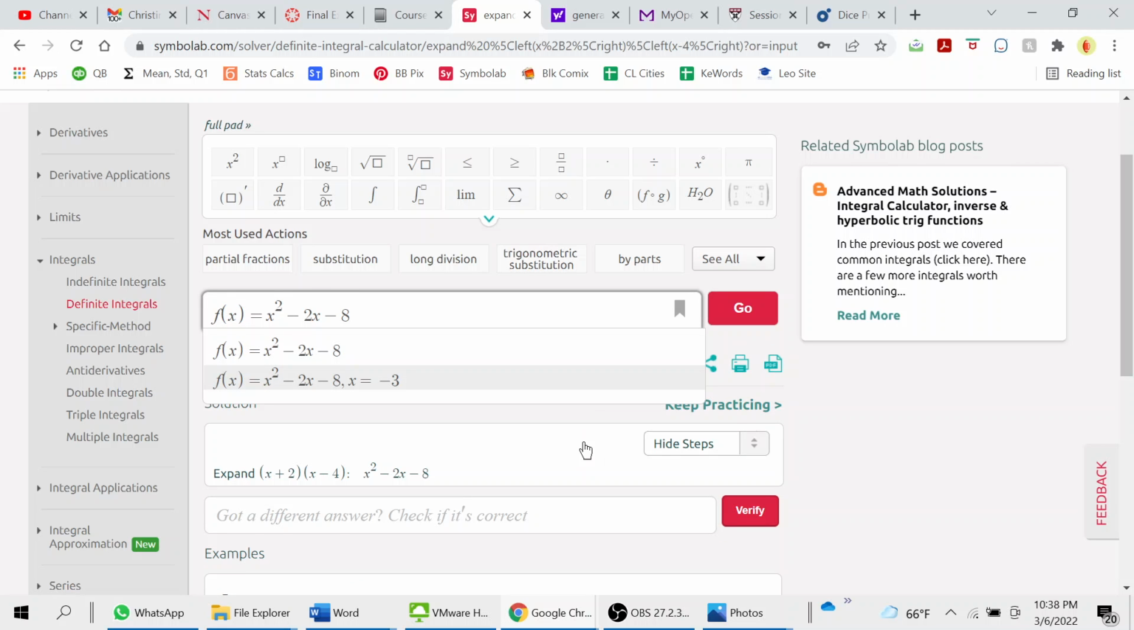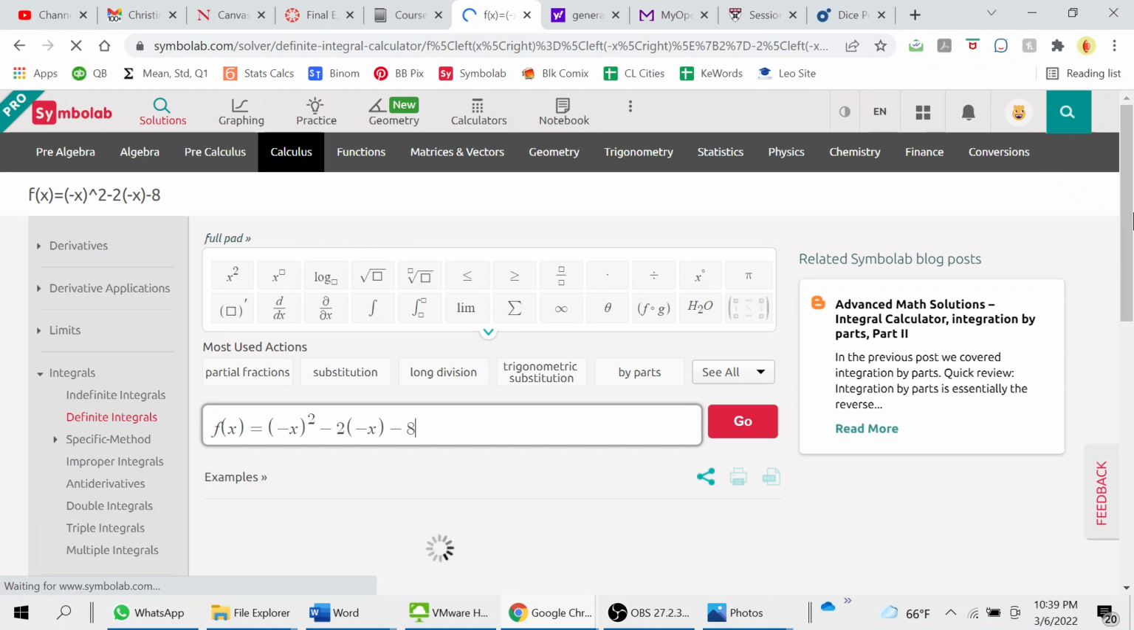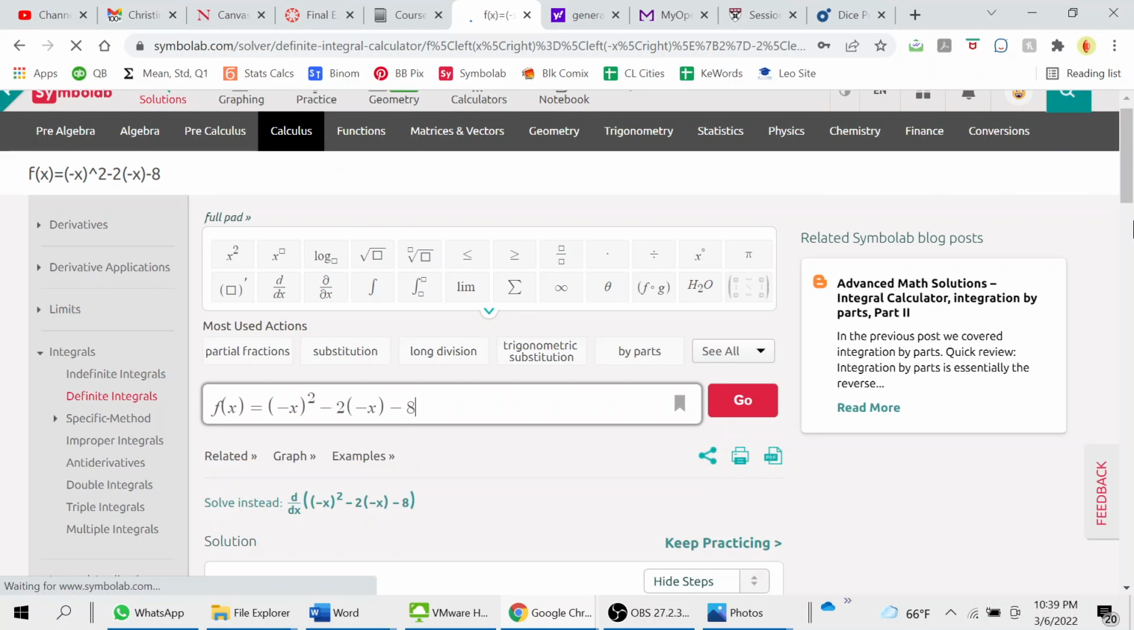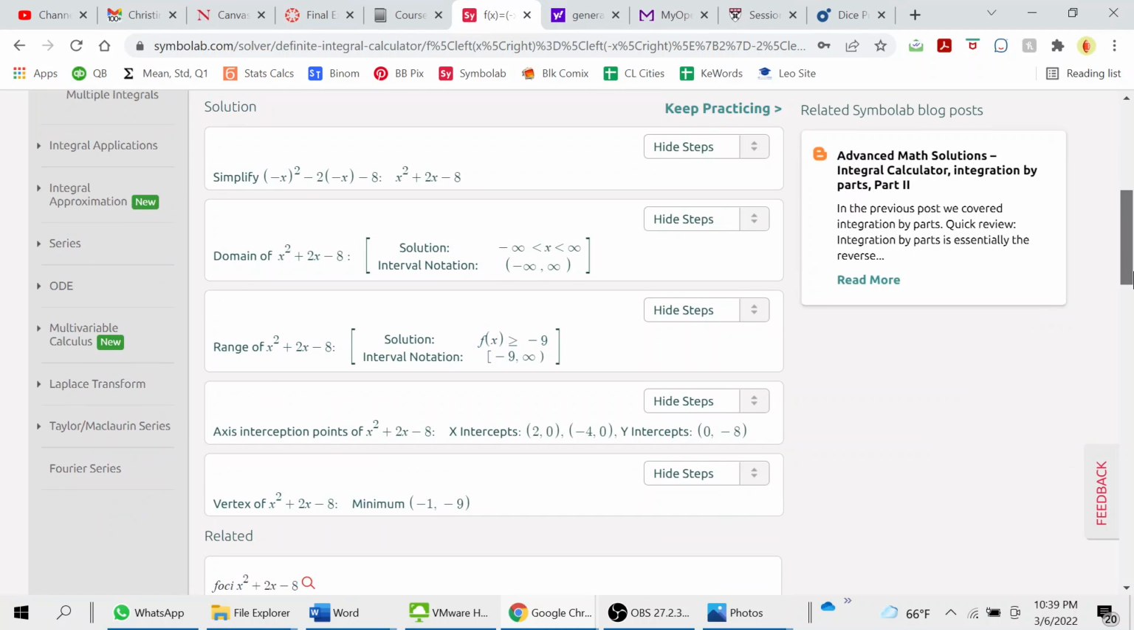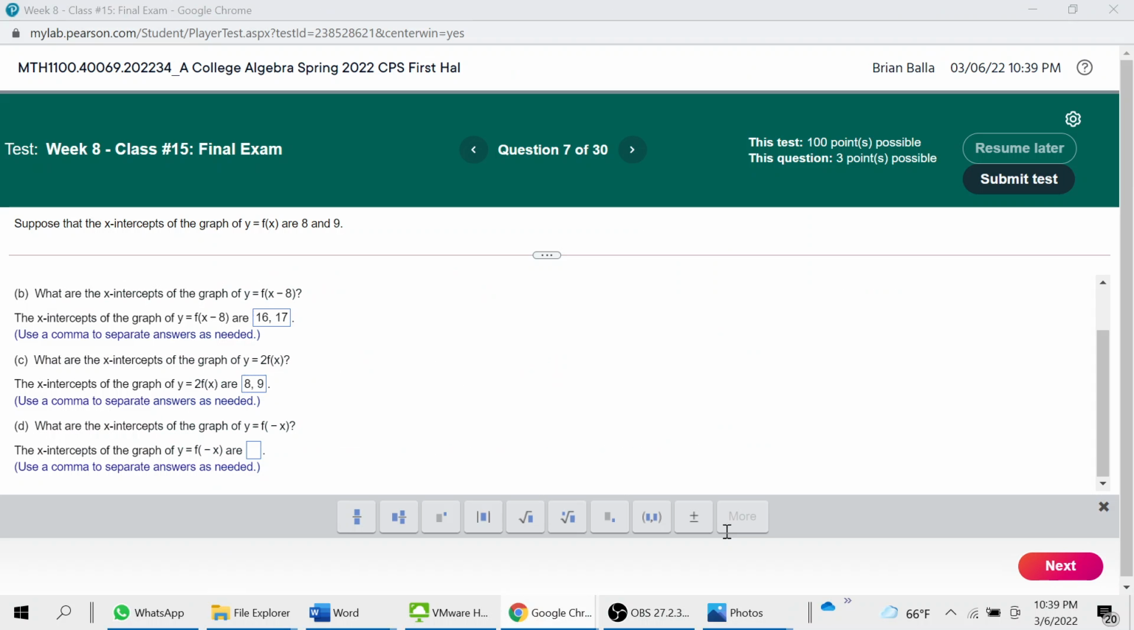Negative 2 and 4. Negative 2 and 4. Remember that. Okay, I'm substituting for negative x. Negative 2 and 4. Okay, so this becomes positive 2 and negative 4. So the sign switch. Okay, so this becomes negative 8 and negative 9. Okay, good, I figured that out.